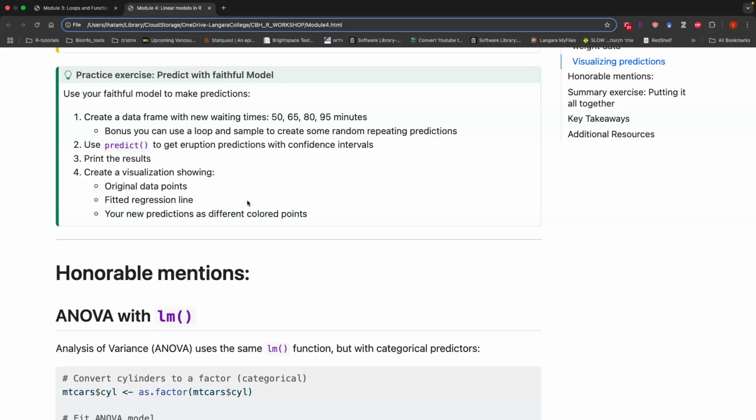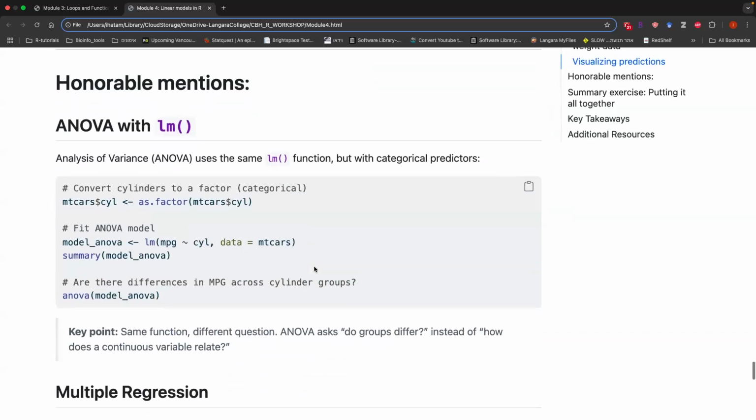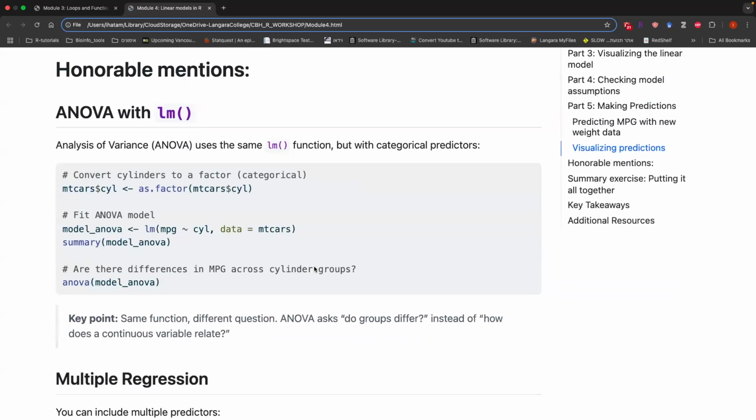Okay, guys. So looks like everybody's done. Everybody's predicted. Everybody got to plot their stuff. Okay. Again, let's do some honorable mentions here.